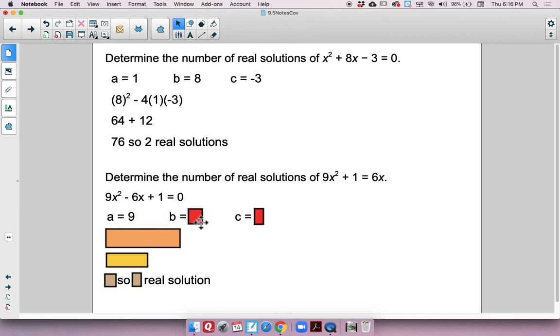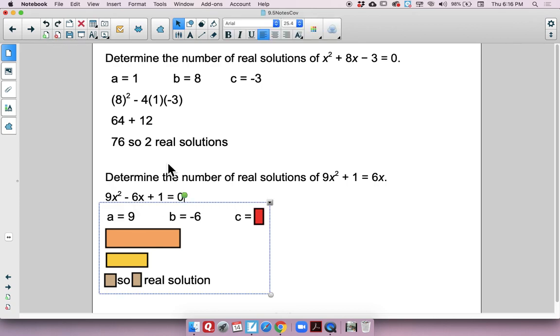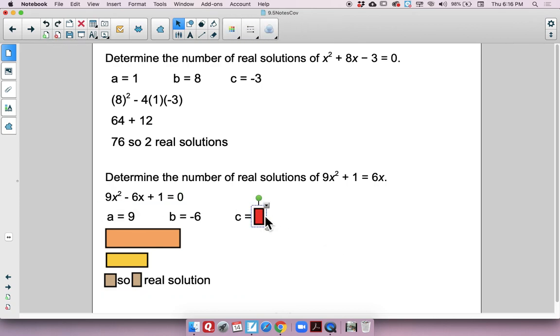Okay, so hopefully A, you got 9. B was negative 6. C was, oh, whoops. Let's get that back. C was, there we go, 1. Again, just need to figure out the discriminant, the b squared minus 4ac. Hopefully you got 36 minus 36, which we know is 0.